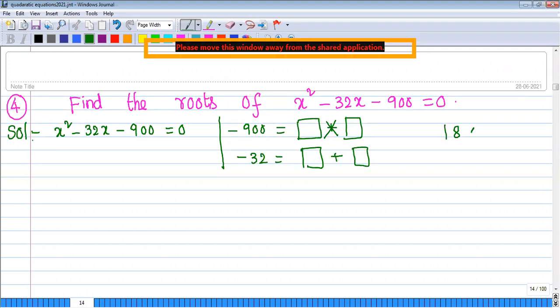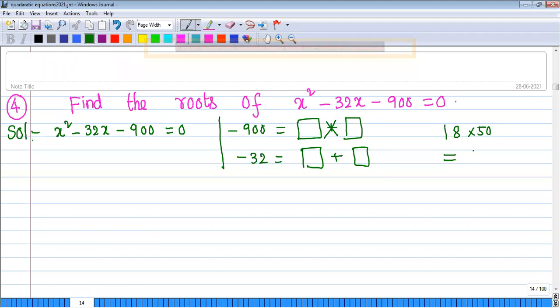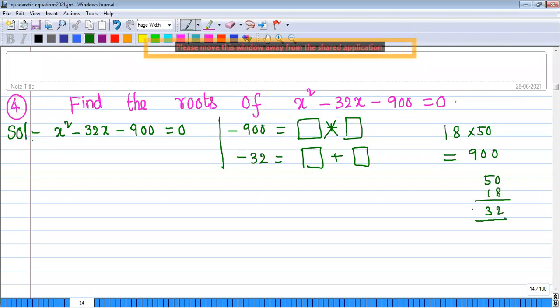You try 18 into 50. So 900 you will be getting. Now 50 minus 18, obviously 32. So that means we can write like this, minus 50 into plus 18. Here minus 50 into 18, write down. Negative into positive, negative. 50 into 18 is 900. Negative 50 plus 18 means subtract 18 from 50 and put the negative sign. You will be getting minus 32.